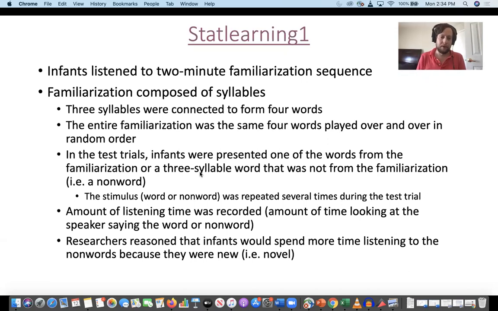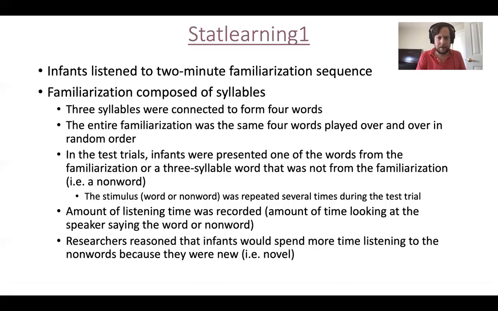So instead, they just look at how long the infant spent being interested or looking at the thing which is producing that word. And the assumption was that infants would spend more time listening to the non-words because they were new, they were novel. The stuff that they heard in the familiarization, like bidaku, they heard that so much that it's like boring. It's not interesting to them anymore. And so they assume that once you get to the test trials, the words that the infants would be most interested in will be the words that they did not hear previously, the new words. And novel is just a synonym for new.